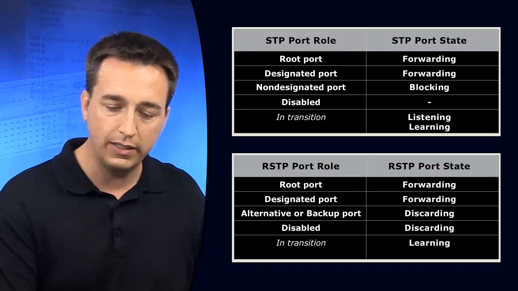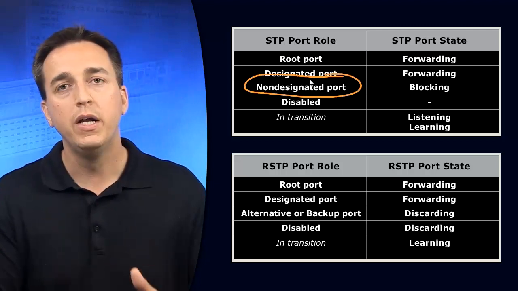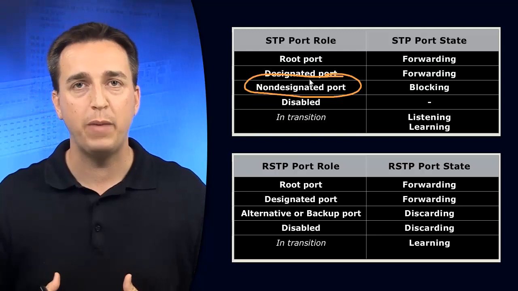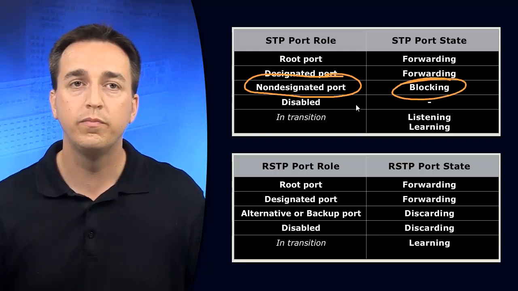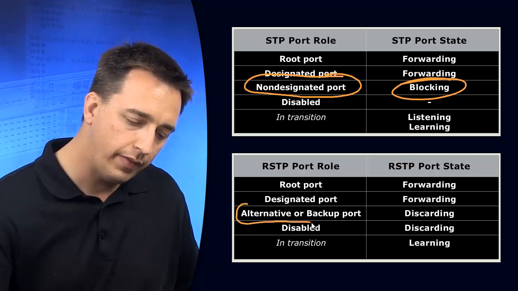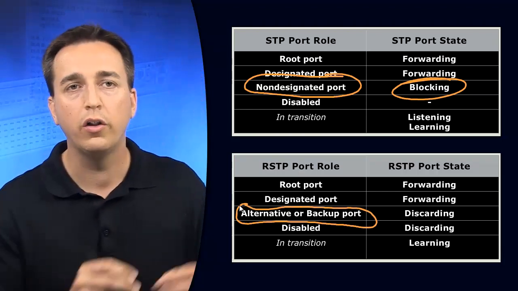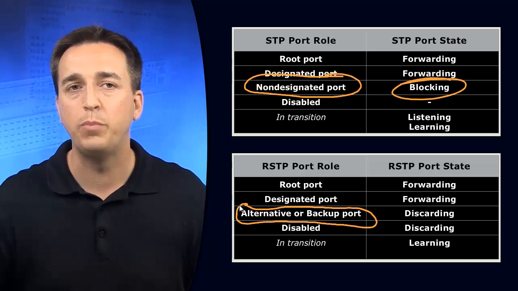We have a non-designated port, which describes the port that is preventing the loop from happening within the spanning tree topology, and it's in the blocking state. However, with rapid spanning tree protocol, those ports that are preventing the loop are called alternative or backup ports depending on where they are within that topology.